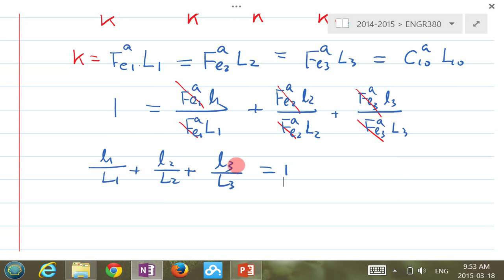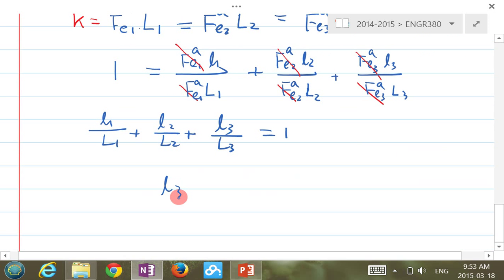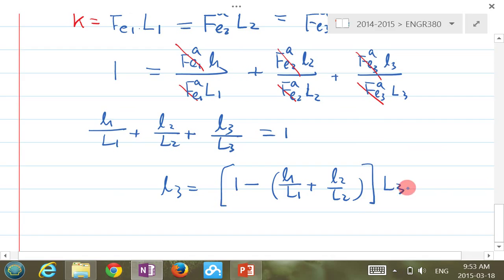If what I'm looking for is L3, basically the number of cycles that you can subject the bearing to until it fails, then L3 equals 1 minus the other terms, times capital L3. So that's it. This is the value that you can have the bearing last under FE3 for L3 number of cycles. Is that clear? That's variable loading for a bearing.